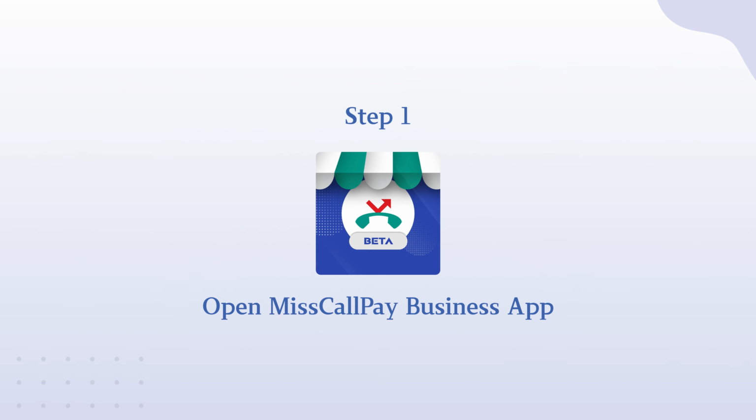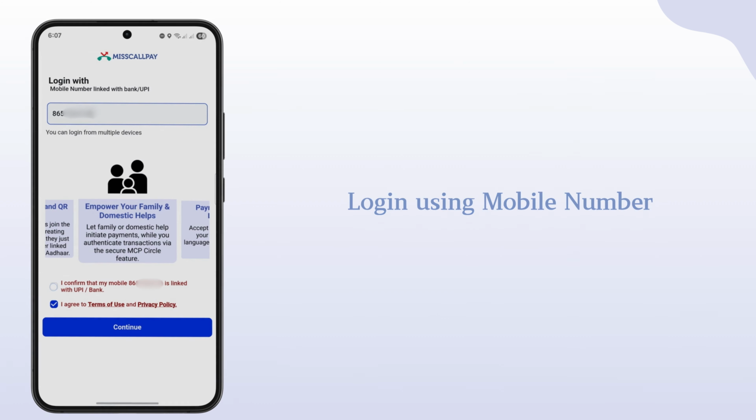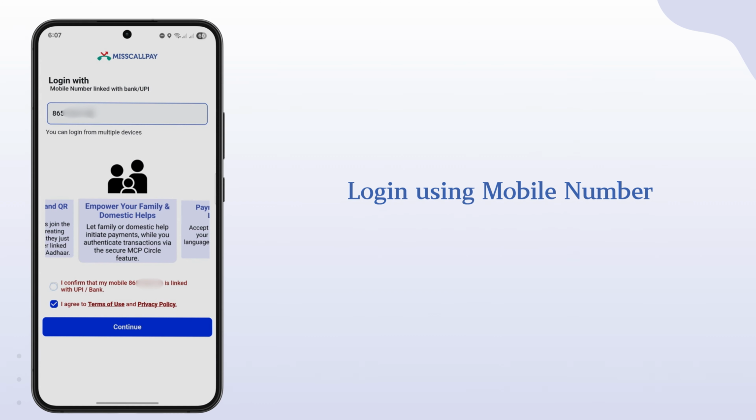Step 1. Open the MissCallPay Business App. Start by logging in with your registered mobile number. Quick, easy, you're in.